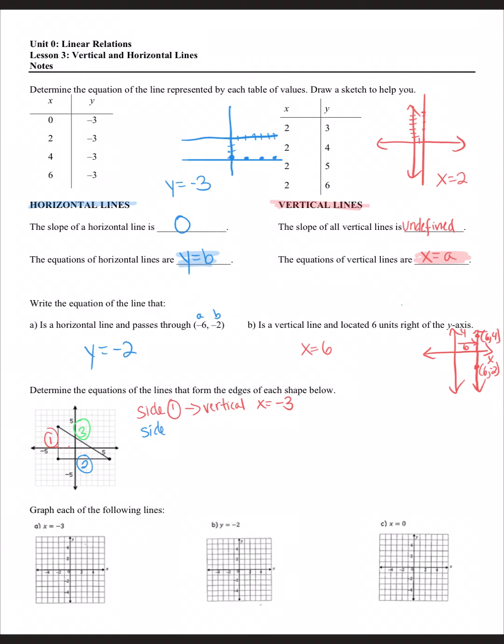Side 2, we have a horizontal line. So if we have a horizontal line, we know it's going to be y equals something. Okay, and again, we just have to look and see, okay, what's my y values on this line? It looks like it's 1, 2 down, a -2 down. And it's -2 for every point on that line. So y equals -2. Okay. Now for side 3, we're going to have to do a little bit more work.